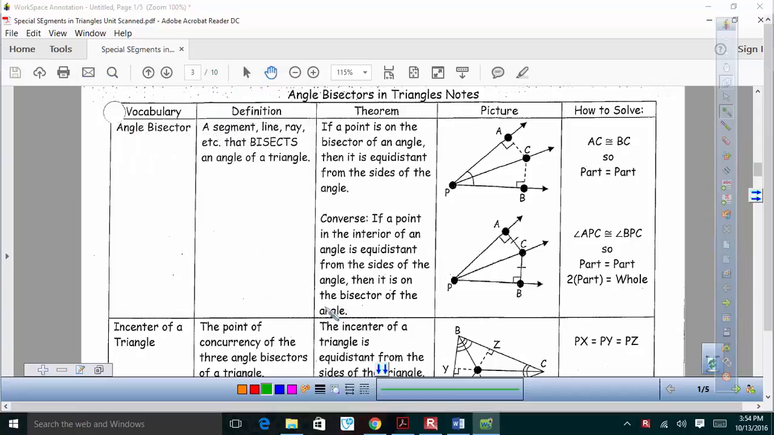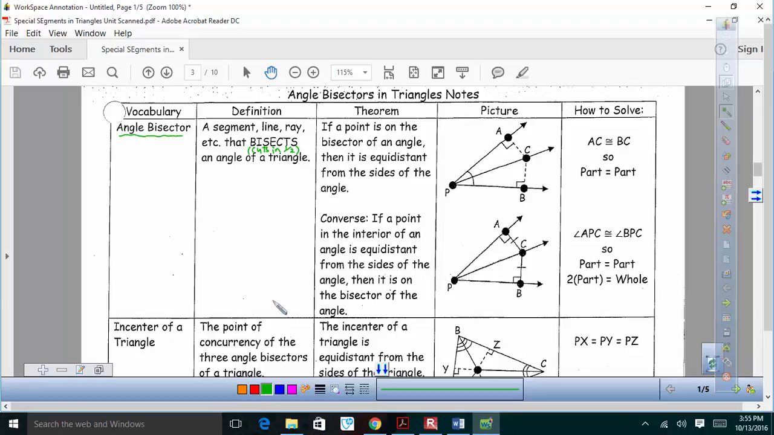Okay, so today we're going to be talking about angle bisectors and triangles. First off, we want to talk about the definition of an angle bisector. An angle bisector is a segment, line, ray, etc. that bisects an angle of a triangle. So remember, bisects means that it cuts in half. So it's either a segment, a line, or a ray that is cutting an angle of a triangle in half.